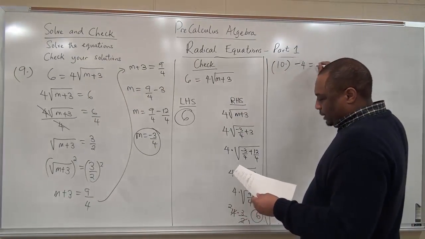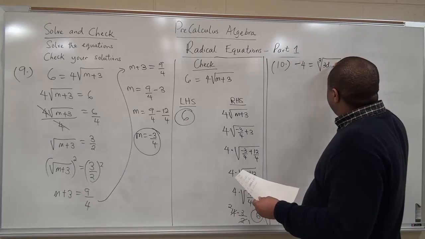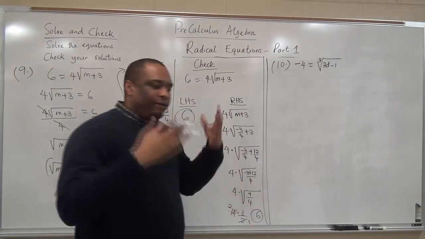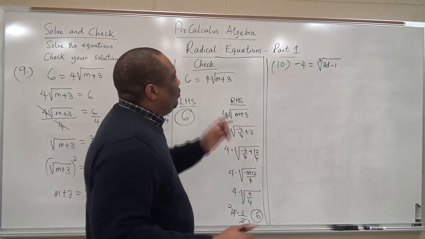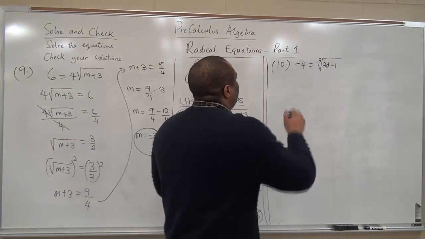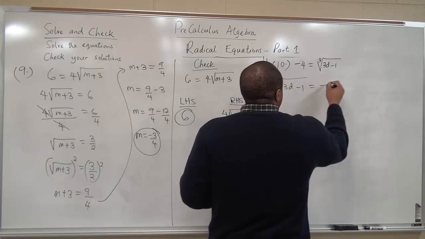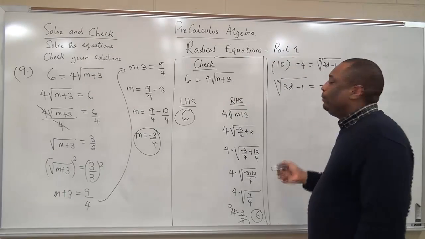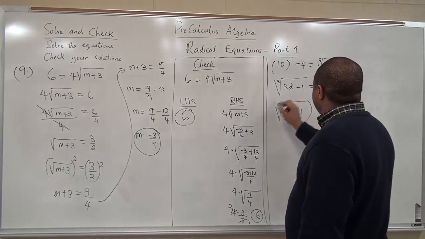Negative 4 is equal to the cube root of 3d minus 1. I'm doing variations. All right, what do I do first? I swap it because I want my variable to be on the right. And then what do I do? I cube it. Cube both sides.